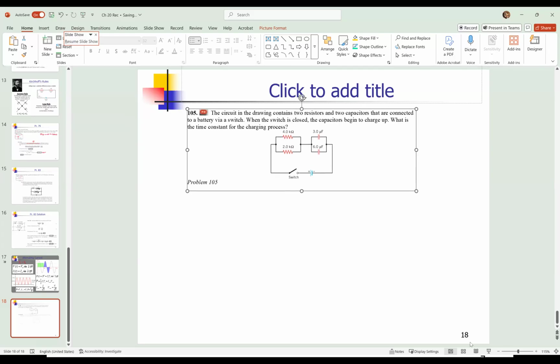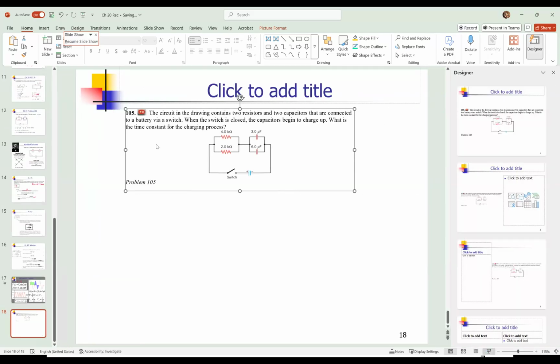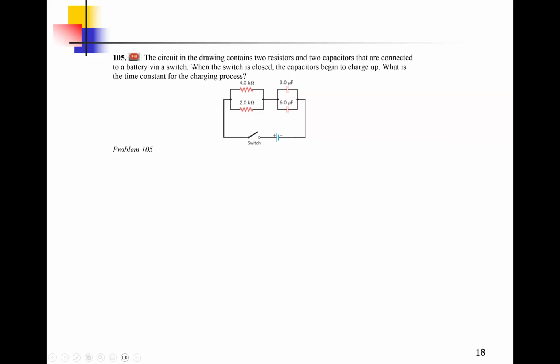Okay, so this is problem 105 and we can do it together. The circuit in the drawing contains 2 resistors and 2 capacitors that are connected to a battery and a switch. When the switch is closed, the capacitors begin to charge up. So what is the time constant for the charging process?